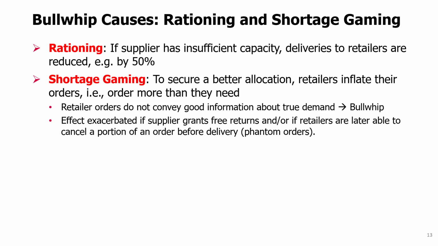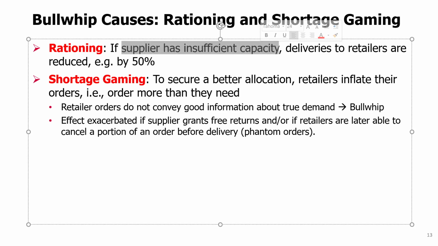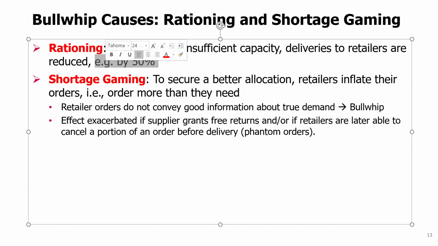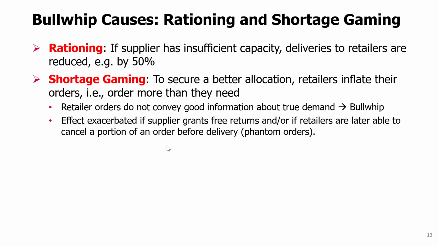The fifth and final cause of the bullwhip effect that we will discuss is rationing and shortage gaming. The cause is rationing: when a supplier, for example, one who delivers products to retailers, has insufficient capacity, then the deliveries have to be reduced. One way of trying to be fair is to reduce them by a certain percentage, for example, by 50% for each order. So if a retailer orders 100 units, the supplier might say, we will only deliver 50 because we are short and we cannot satisfy all the orders. We're trying to be fair.